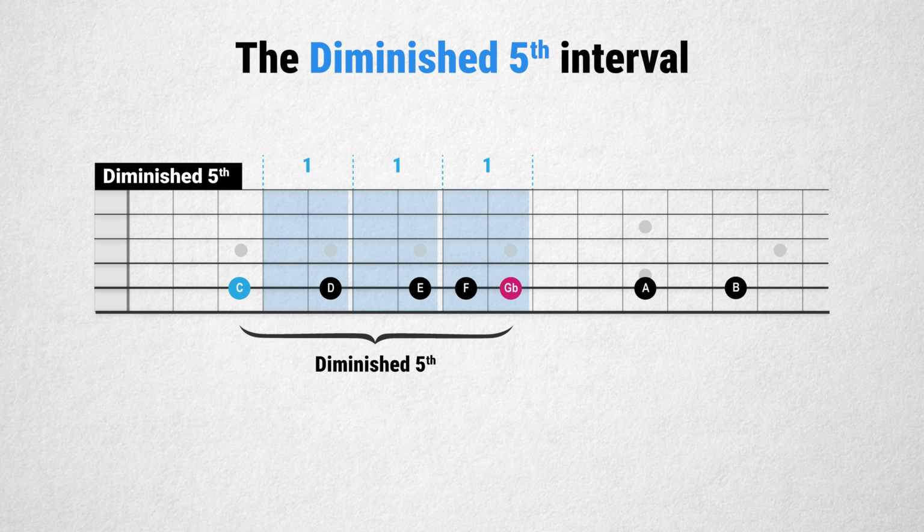Now, the diminished 5th has a tonal distance of 3 whole steps, or 6 half steps, and it is the distance between the notes C and G flat. The interval has tension and sounds a bit eerie, and we call this sound a dissonant sound as opposed to the consonant sound of the perfect 5th.